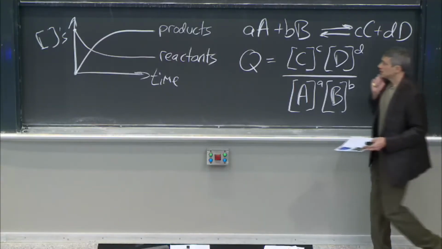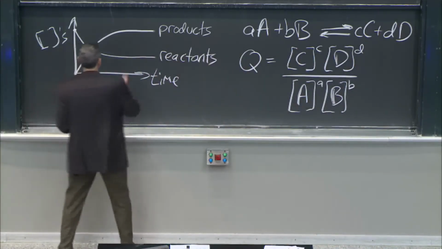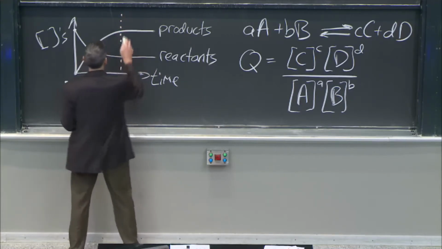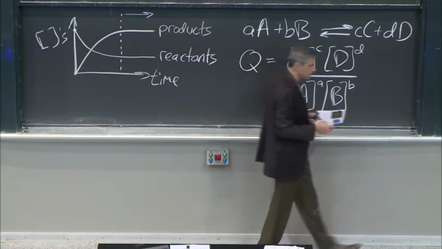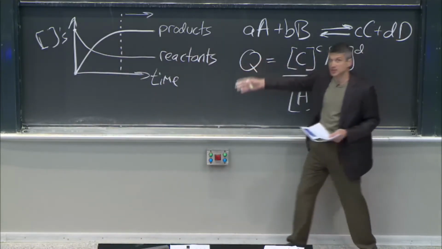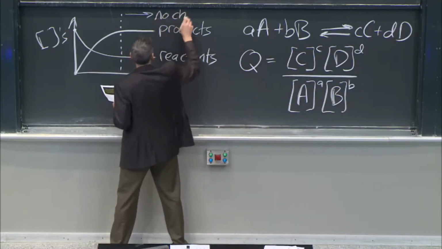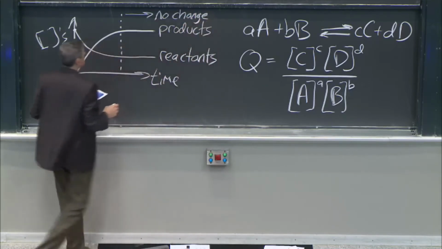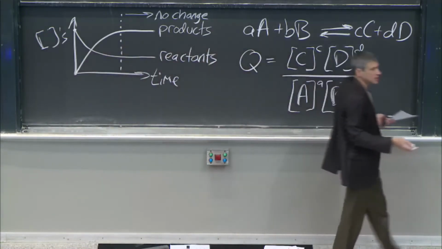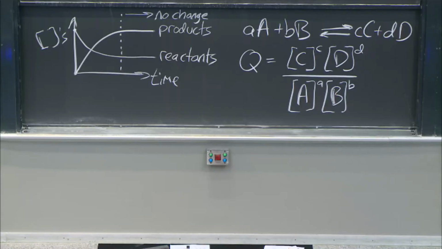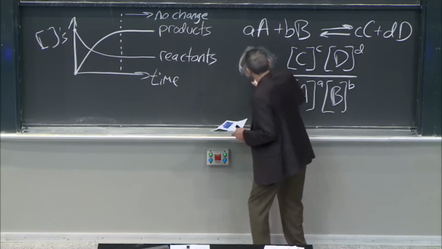Okay. Now, why is this reaction quotient useful? Well, it's useful because there's a very special place where it doesn't change anymore. These concentrations aren't changing. Reactions are still happening, but the concentrations aren't changing. No change. If there's no change, then Q isn't changing because it's just a ratio of concentrations. It's equal to this whole thing, not just the top line.